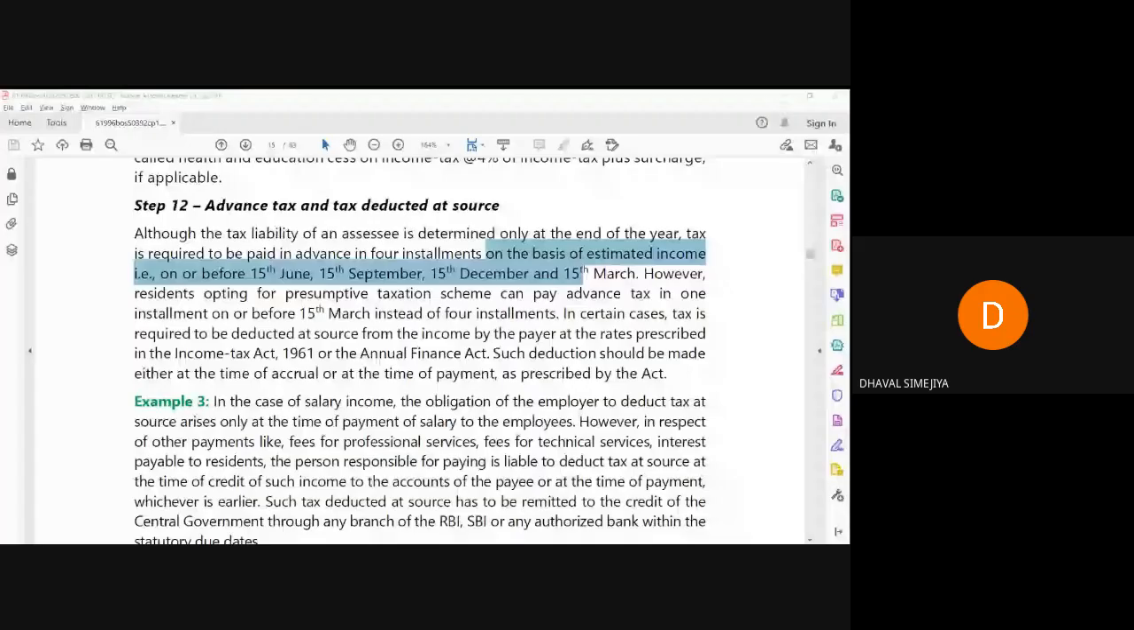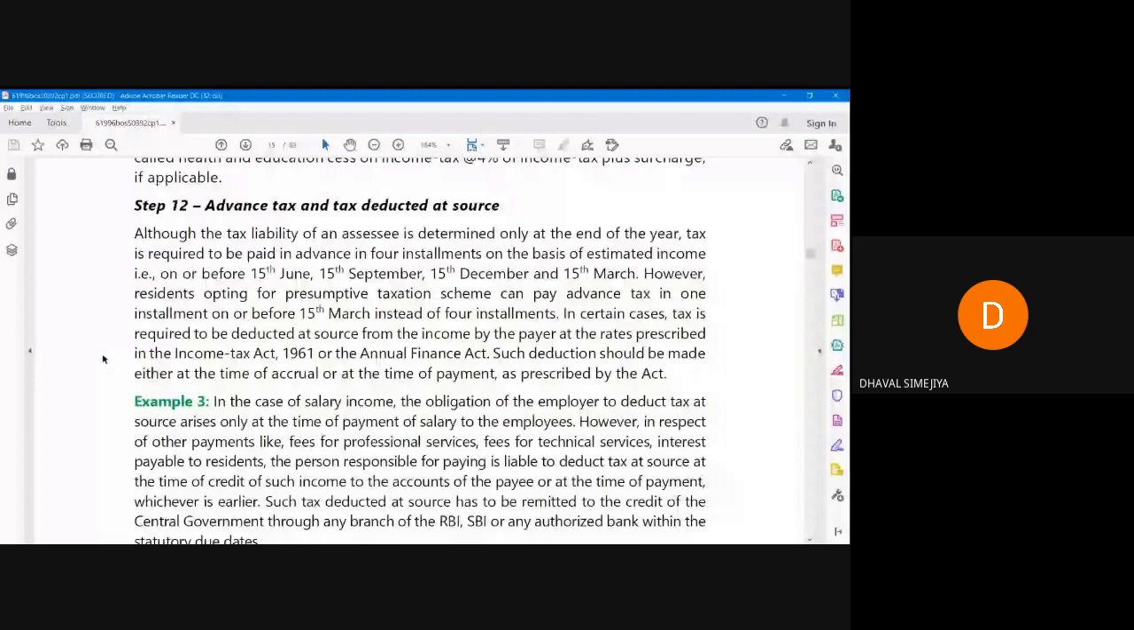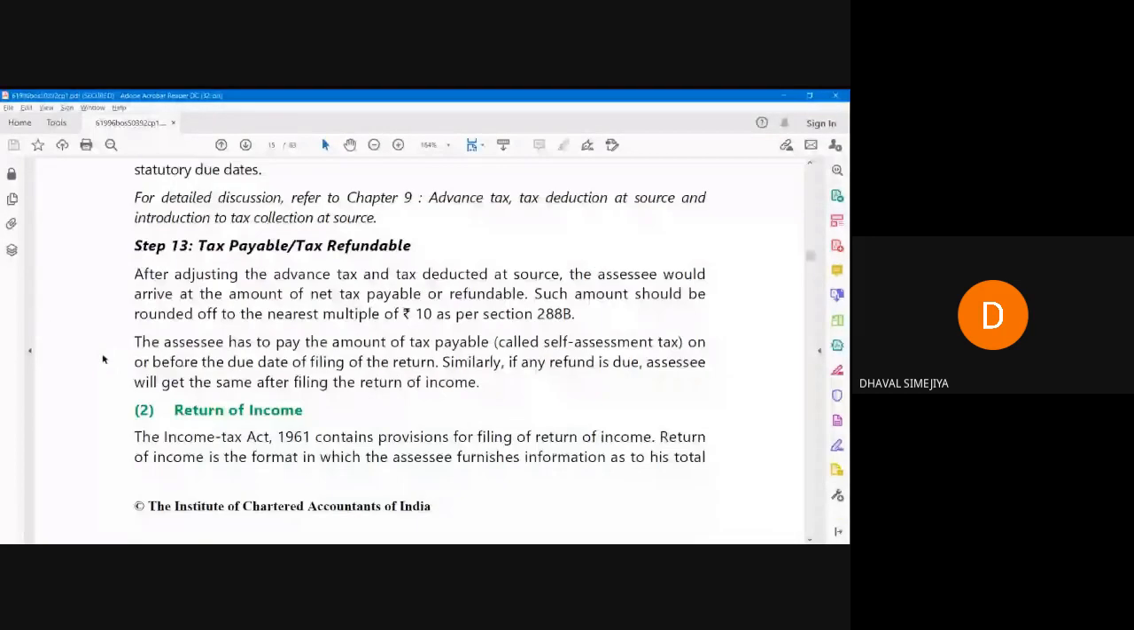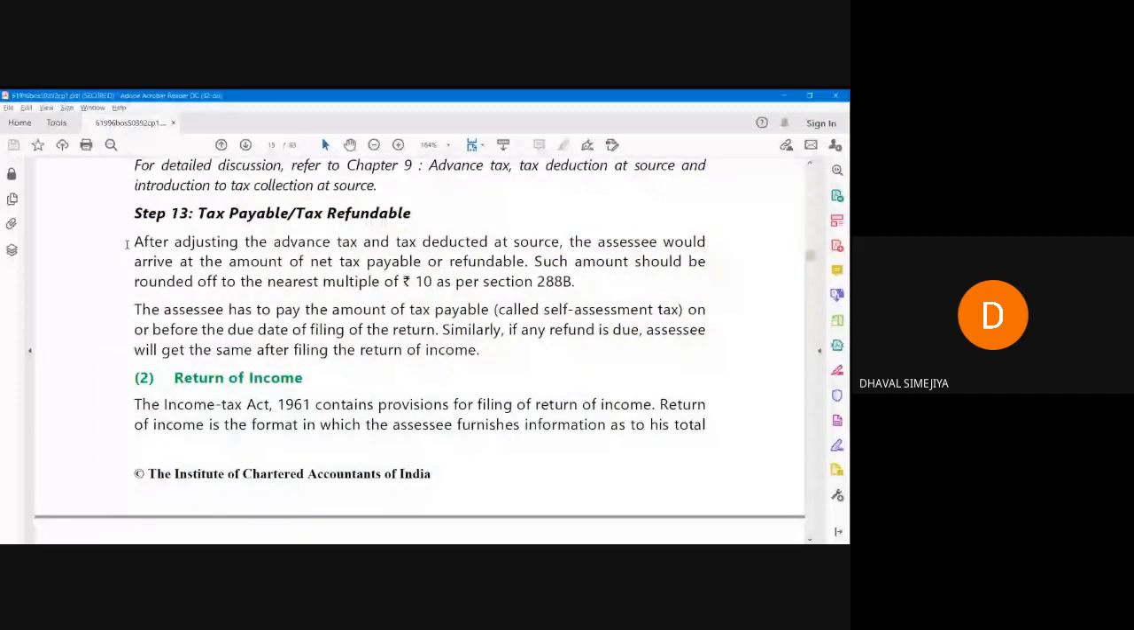Now, what is the meaning of TDS? TDS is a separate terminology that we will discuss in 4th semester. Okay, it's very huge concept. Tax payable that we know. After adjusting the advance tax and TDS amount, the SSC would arrive at the amount of net tax payable or refundable. Such amount should be round off in nearest multiple of 10 rupee. Nearest multiple of 10 rupee.